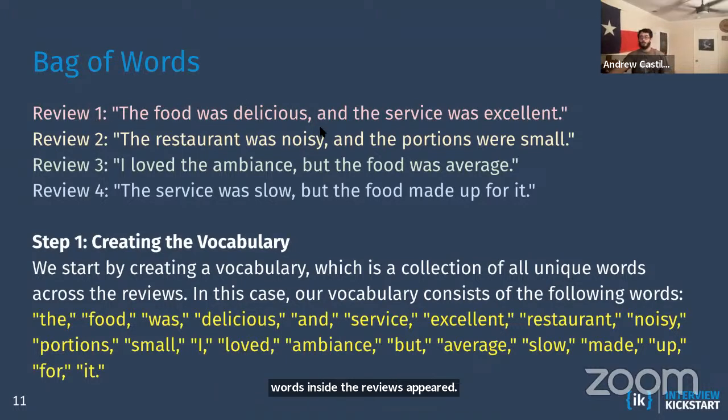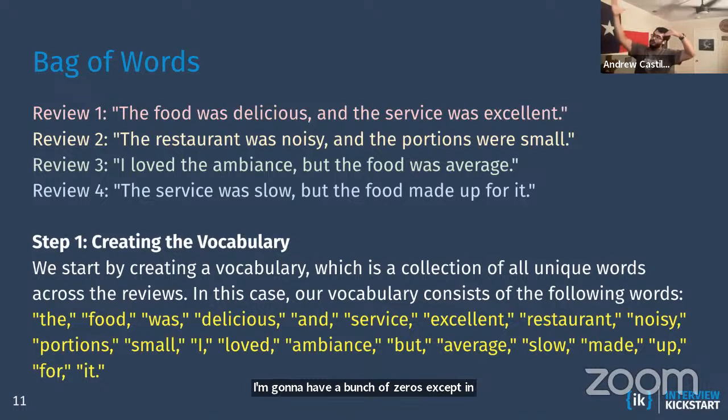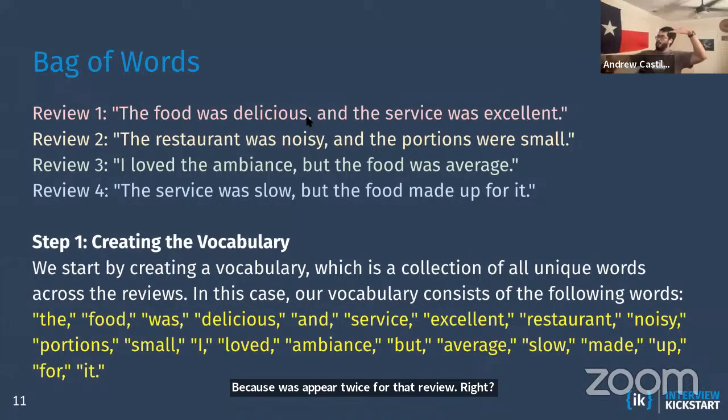So for example, for review one, if you look at the word food, I'm going to have a bunch of zeros except with food, and food I'm going to have as a one because food appeared once in that review. Then let's say was. In that same record, I'm going to have food being one, and for the word was, I'm going to have a two, because was appeared twice for that review. Delicious appears once in that record. Excellent appears once. The is going to appear twice.